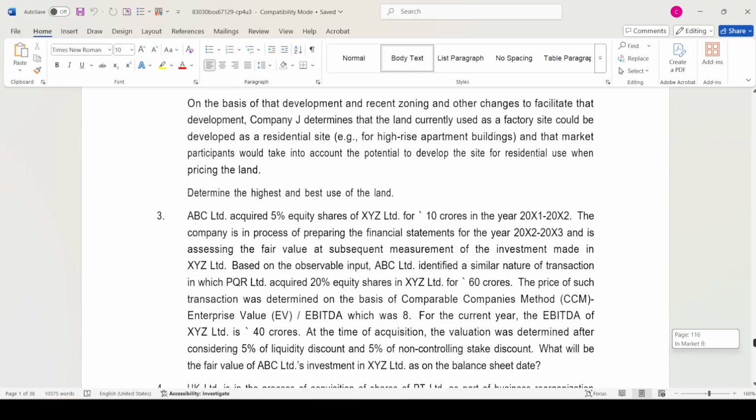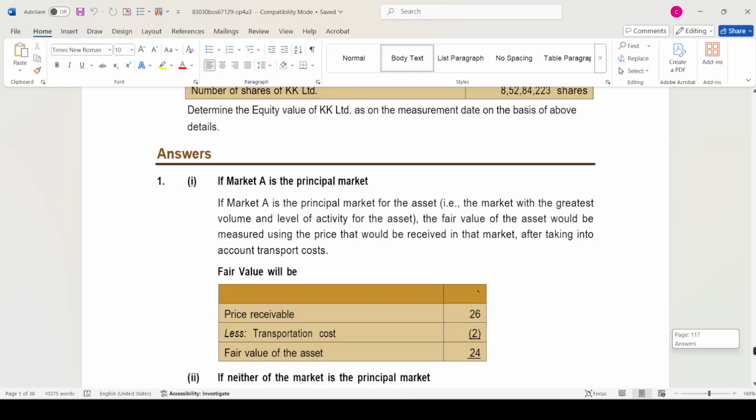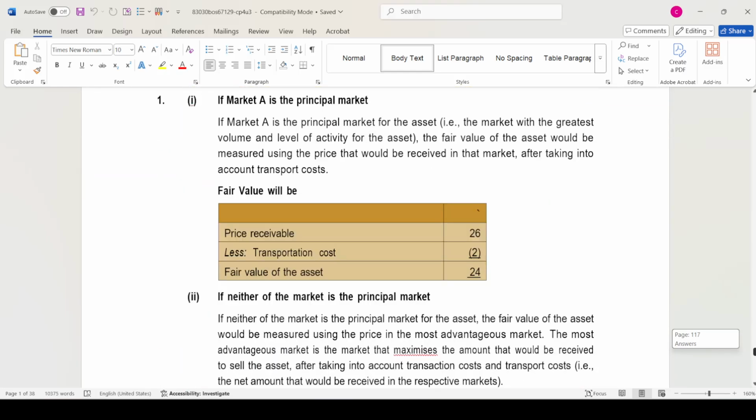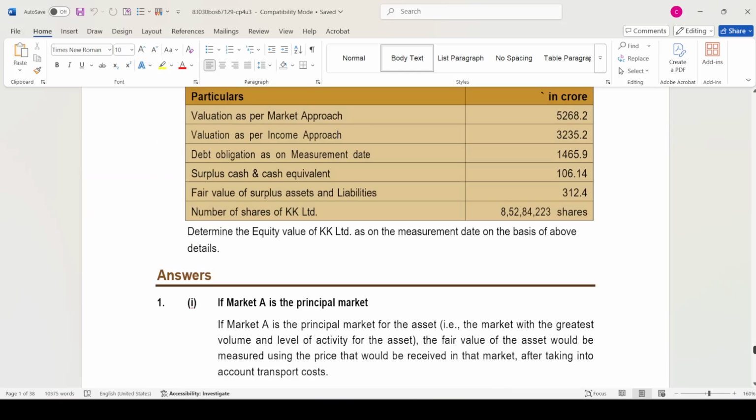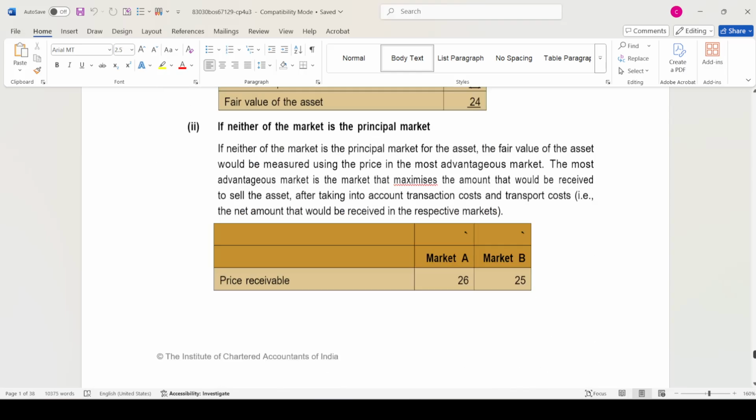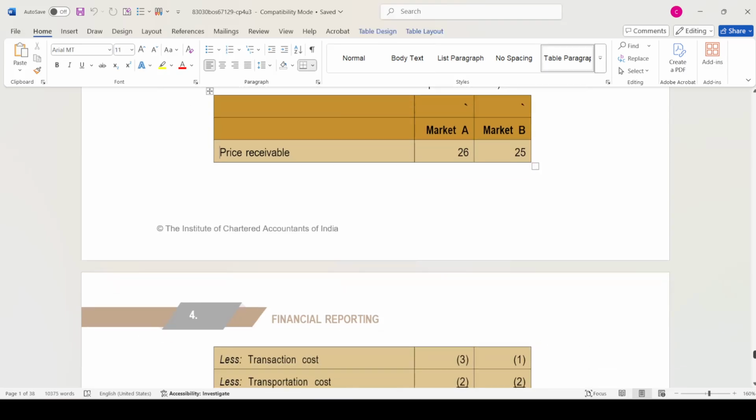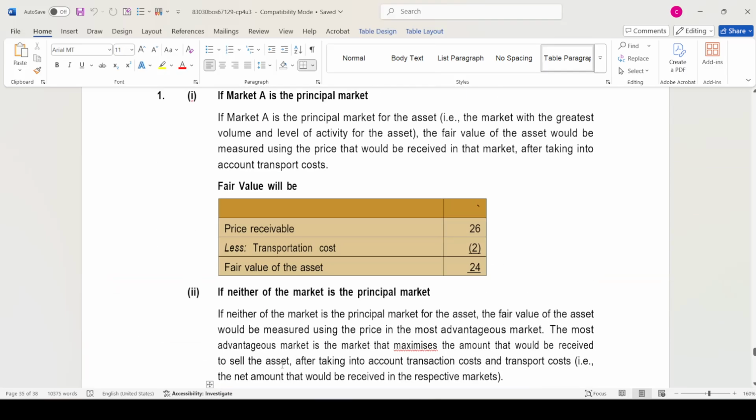Now let's quickly jump into the answer. If neither of the markets is the principal market of the asset, the fair value of the asset will be measured using the price in the most advantageous market. The most advantageous market is the market that gives the maximum amount that could be received to sell an asset after taking into account transaction and transportation cost. The net amount will be received in the respective market.